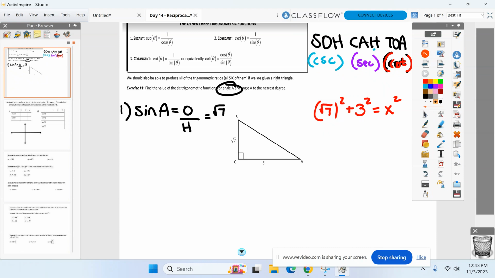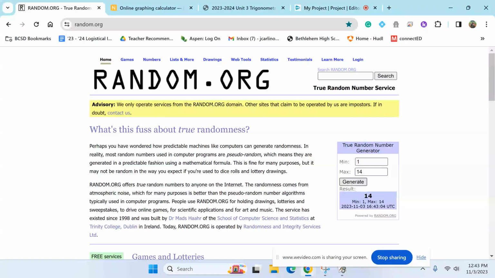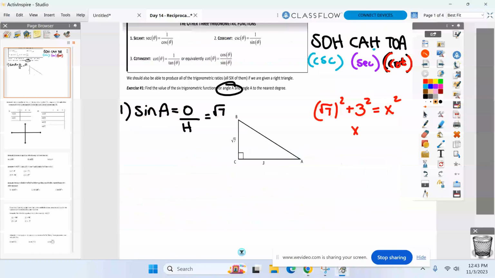When you have that side, let me know. Isabel, when you're ready, let me know what that side is. 4, good job. X squared equals 16, so x equals 4. So I got radical 7 over 4. Now everyone stop here.